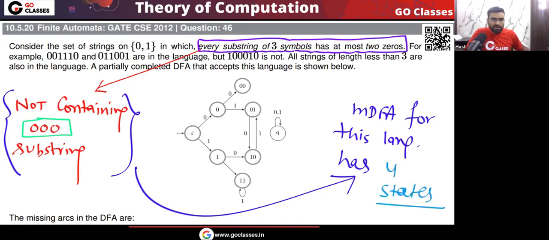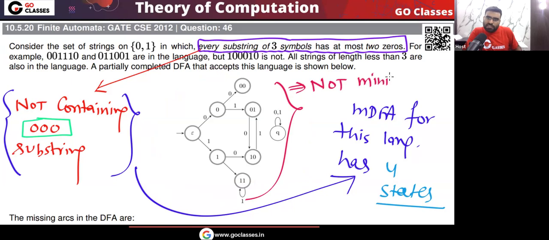So remember, this given DFA is not a minimal DFA. Is this point clear? This simple observation you can make, that this is not a minimal DFA. This is just a DFA, but not a minimal DFA. This DFA that is given to you is not a minimal DFA. This is what I'm saying. Is this point clear? Let me know.